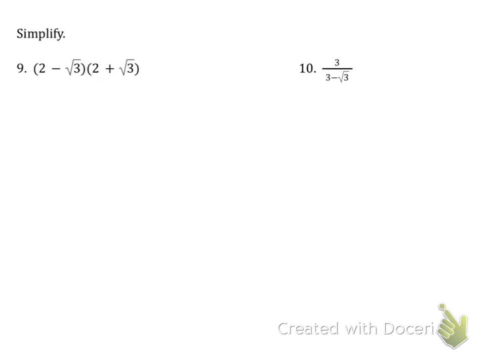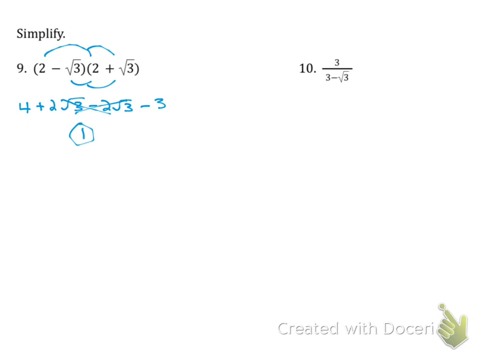All right, number 9, need to FOIL. Those are conjugates, same 2 terms, opposite sign in the middle. So the outer inner part's going to cancel. First gives you 4. Outer gives you 2 square root 3. Inner gives you negative 2 square root 3. Last, that gives you minus 3, minus the square root of 9, minus 3. Middle cancels. 4 minus 3 gives you 1.